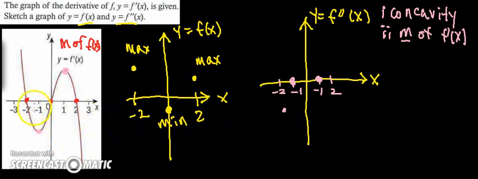Now, after x is -1, after this relative minimum, everything is increasing. In fact, it is increasing until the relative maximum, which happens at x equals 1.